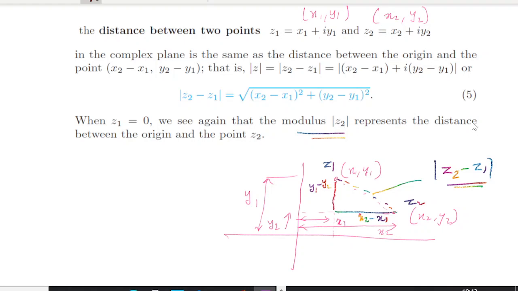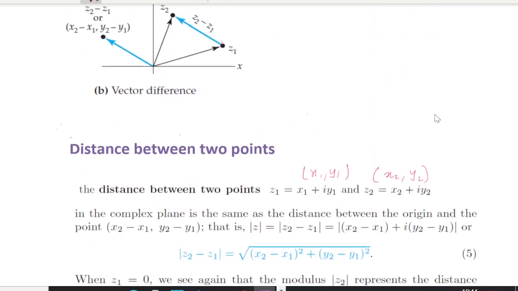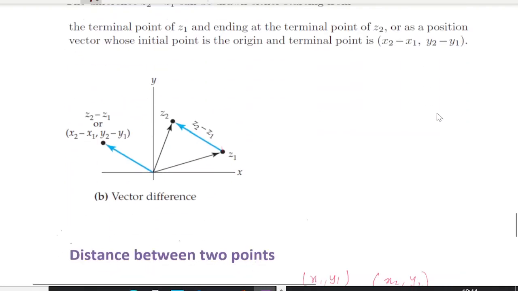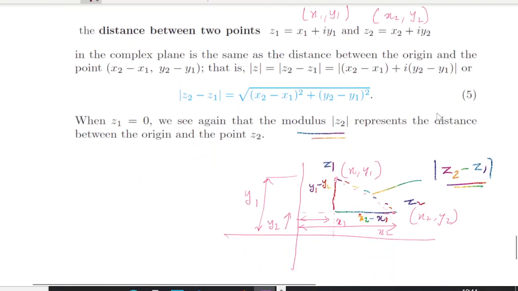So today we have discussed how we can represent a complex number in the complex plane, and how we can represent the complex number as a vector. And when we represent it as a vector, how we measure its length, the scalar value of that vector, or the modulus of the vector, which we say is the absolute value of the complex number. Next, we have seen how we can represent the sum and the difference of two complex numbers in the complex plane. And third, we have calculated the distance between 2 points in a complex plane.